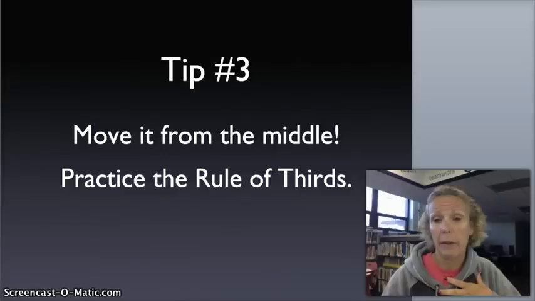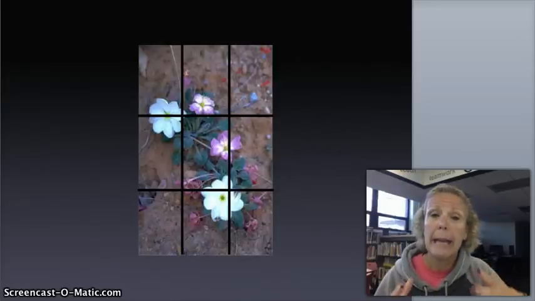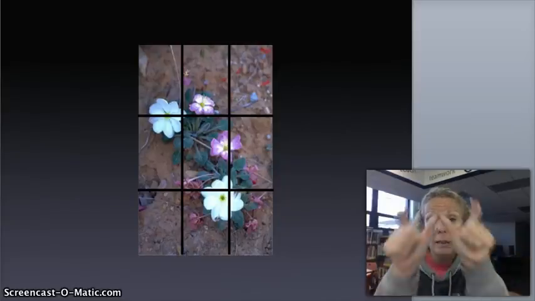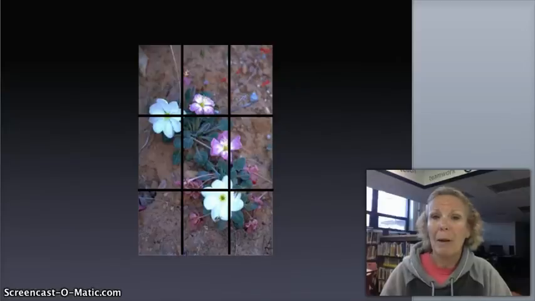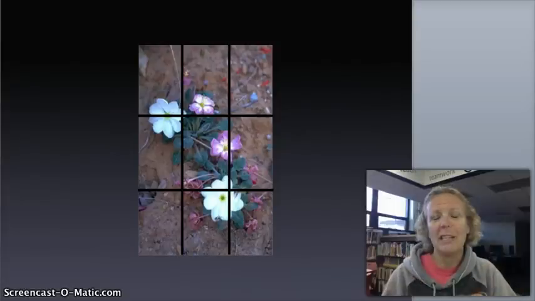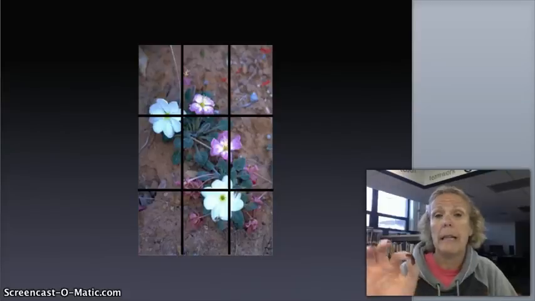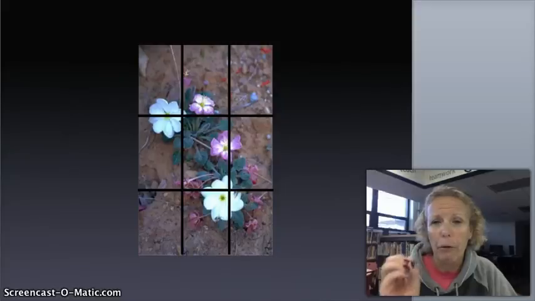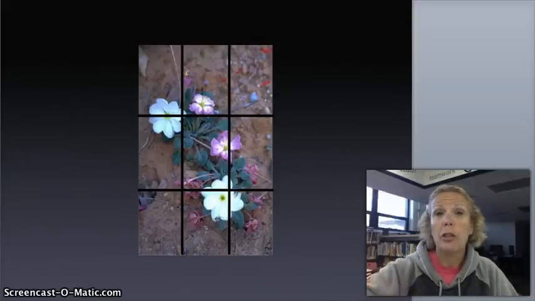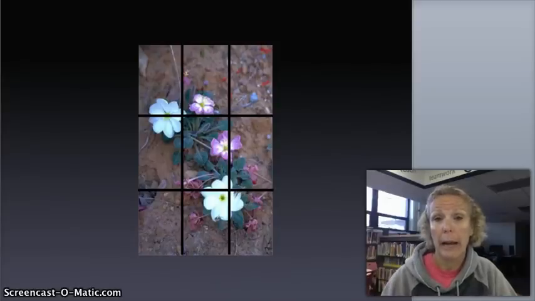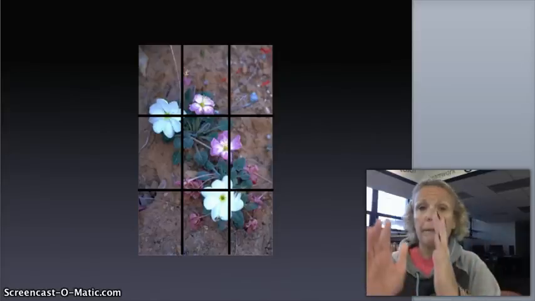This one is called the rule of thirds, and in some of our cameras, even our phones, grids will come up like this. What it's telling you is that the perfect picture is supposed to practice the rule of thirds. And what that means is that the objects you take the picture of, what you want the focal point of your picture to be, should be in one of these intersection points. So it's moving it from the middle.